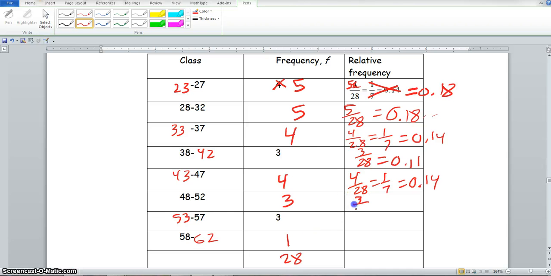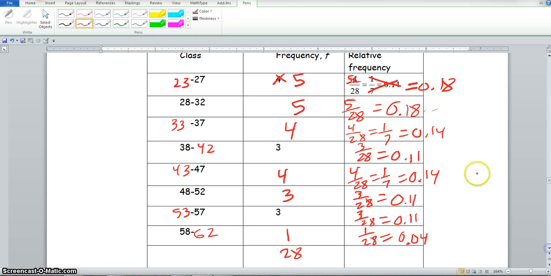Then we have 3 over 28, which we already have, which is about 0.11. 3 over 28 again, which is about 0.11. And then we have 1 over 28, which gives us about 0.04.